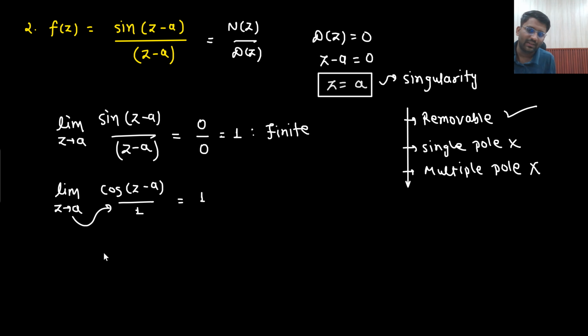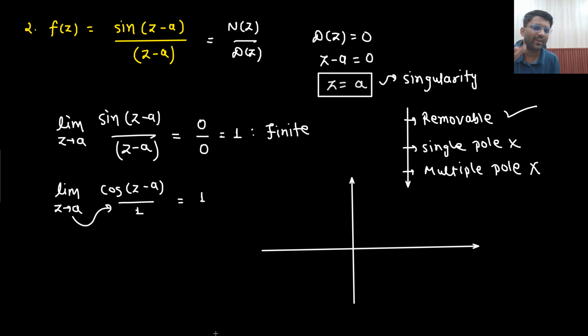So yes, here z equals a, if I plot it. It could be a positive number, it could be a negative number, I don't know. So here I am plotting z equals a. So it is a removable singularity.